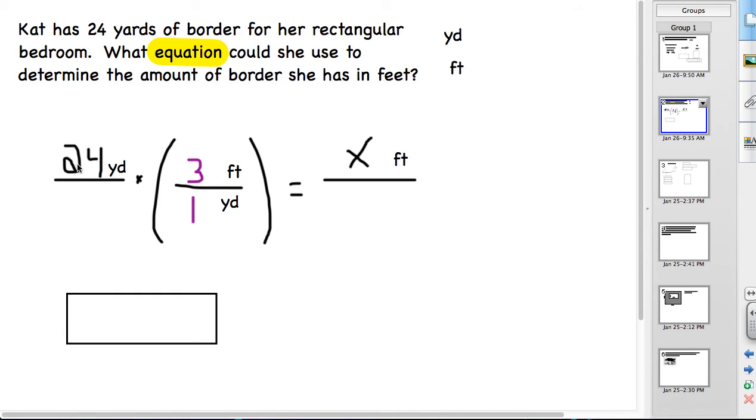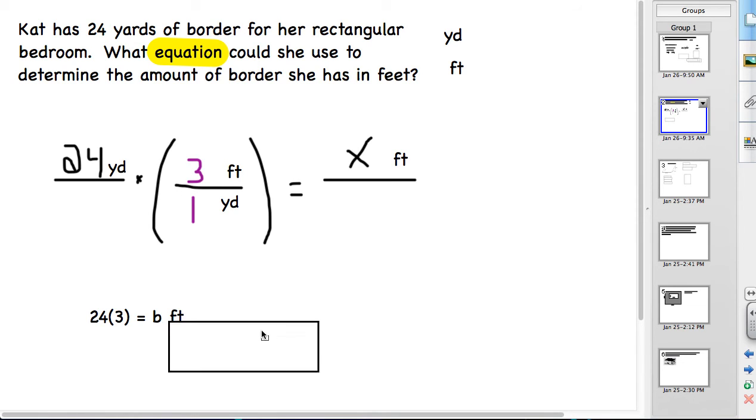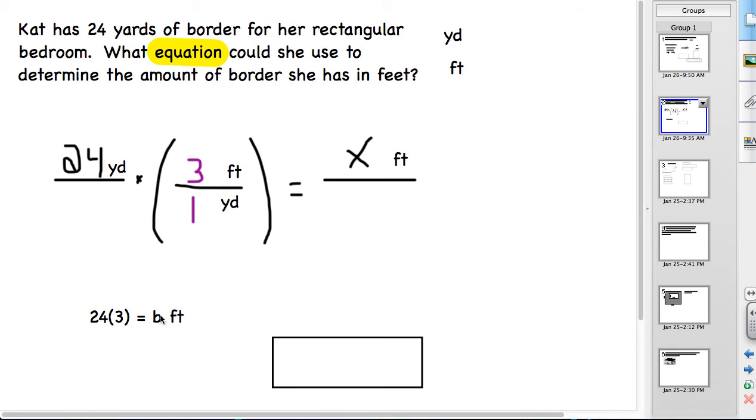What are we going to have to do? Well, we're going to take 24 times this ratio right here. Now 3 divided by 1 is 3. So we're going to take 24 times 3 to equal our x. And in this case I put b, but it's 24 times 3 equals b. This is the expression that can be done. So you can see we can just take this and put it into an algebraic expression.